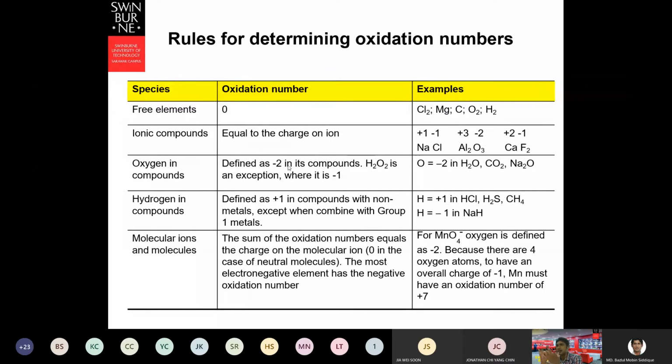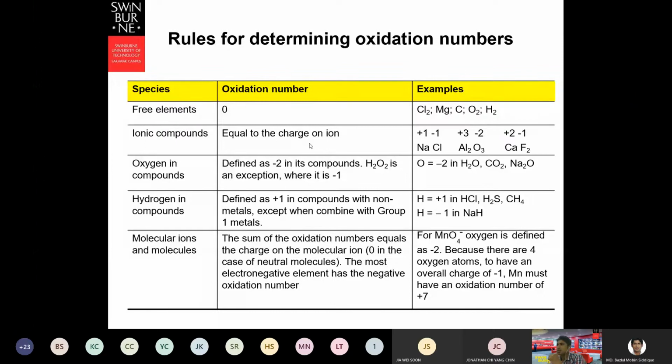Okay, so for a free element that does not carry a charge, we consider that to be a 0 charge. Okay, ionic compounds are all those compounds made of elements that are carrying a charge, or ions. The oxidation state of the whole compound is equal to the charge that it is carrying.